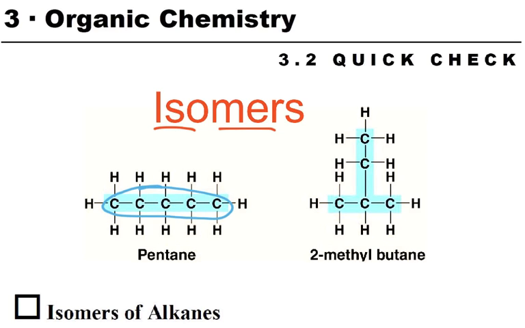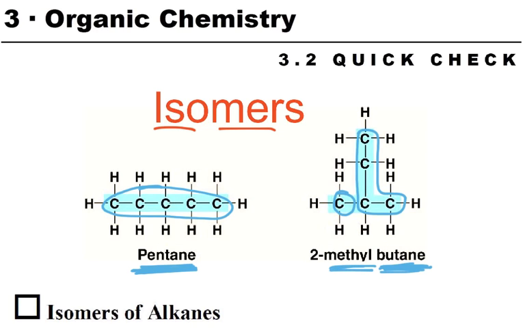And that could be 5 in a row, or it could be 4 in a row with one coming off the side. Okay, and those either have the same formula, they're going to have different properties, and they have different names, because remember the name is based on the longest chain. So even though these are both isomers of pentane, this one is called pentane because it has 5 carbons in a row. This one's called butane because it has 4 with a methyl coming off the side, so methylbutane.